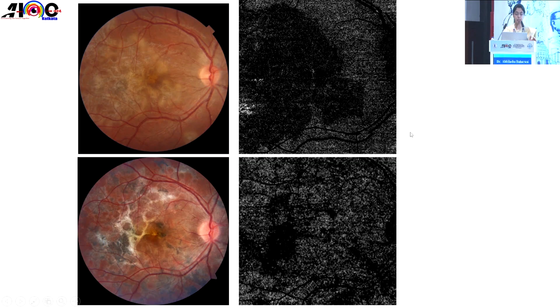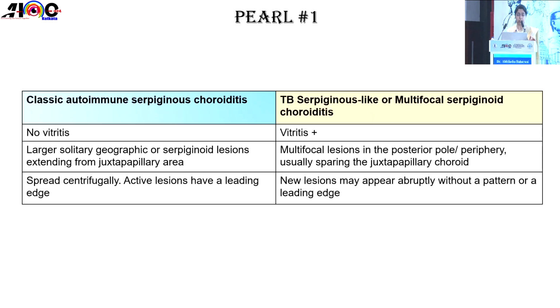Again, this is a 9x9 mm scan of the choriocapillaris, and here at presentation you see hypoperfusion, a large flow void, and as the lesions heal, there is reperfusion. It's very important to differentiate these two conditions because the treatment is very different. So TB serpiginous-like will present with vitritis. There are multifocal lesions which coalesce, and new lesions may appear anywhere. It's not like autoimmune serpiginous where they spread centrifugally. So these differences should be kept in mind. This is the first pearl.